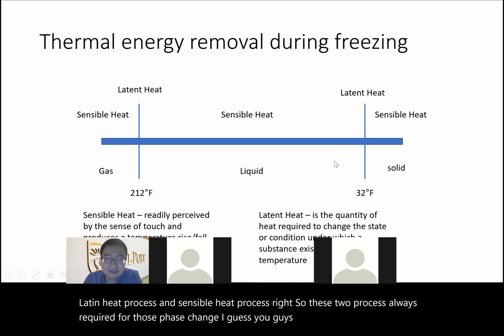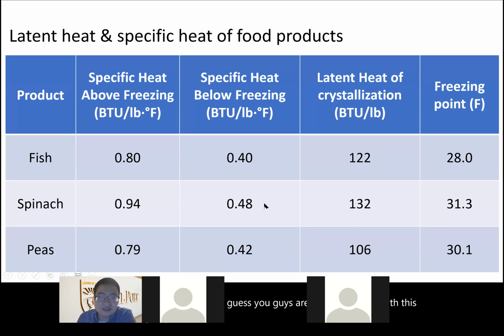I guess you guys are already familiar with this. So I just want to give you some information about the latent heat and the specific heat. Specific heat is the same as the sensible heat. So it's the energy required to increase or decrease the temperature without a phase change. All the foods have very similar specific heat. Although it varies a little bit, overall it's in the same range. It might depend on how much water is there, the water or moisture content, and it's also affected by other food components. And for the latent heat, quite similar. The spinach is a little bit higher, but they are all in a similar range, right? And the freezing point varies a little bit. Fish is much lower, and the spinach and the peas are a little bit higher, closer to the freezing point of water.